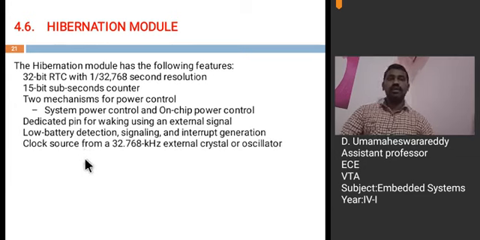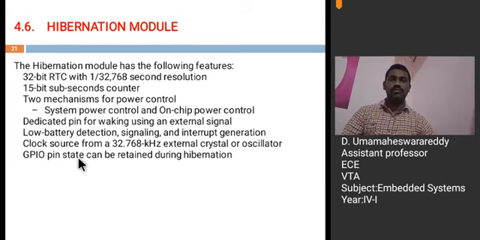Next, clock source. This hibernation module is clocked with the help of an external clock source, an external crystal with a frequency of 32.768 kHz. What is the crystal frequency? Here a 32.768 kHz external crystal oscillator is used.